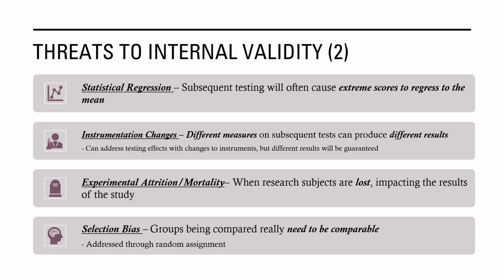And this refers to the fact that groups being compared really do need to be comparable. If there was selection bias as part of the research, how do we not know that the experimental group was loaded in such a way that biased the results in comparison to a different group? Now, the way in which we control for some of this is by using random assignment. When we assign people to either the experimental or the control group, this helps to eliminate some of that bias inherent in assigning people to these two groups.